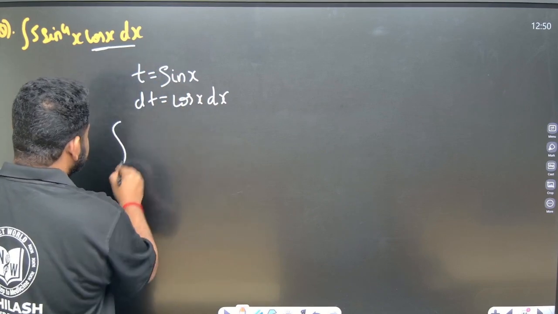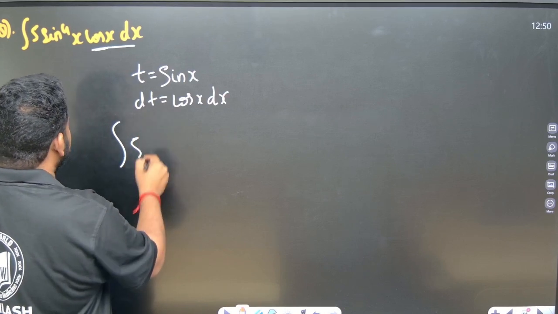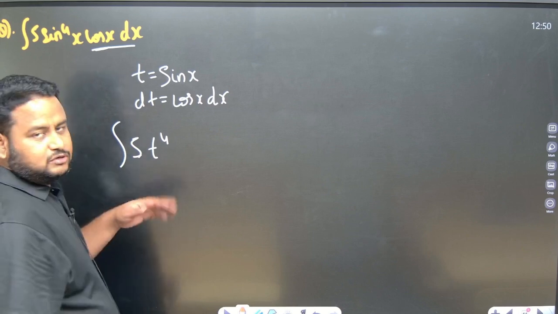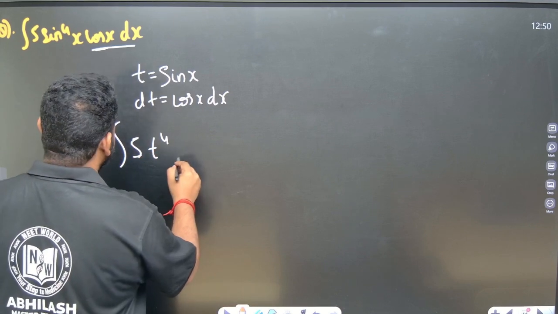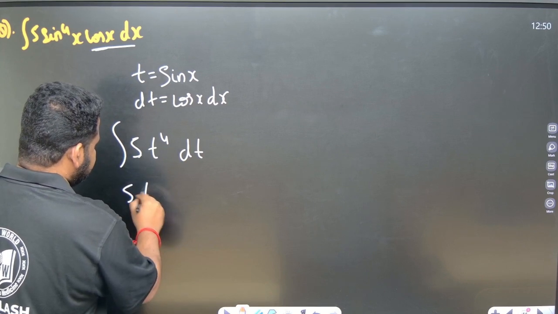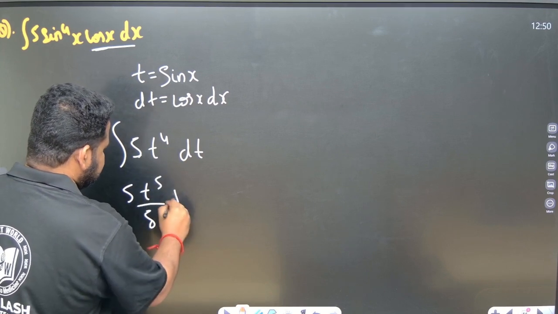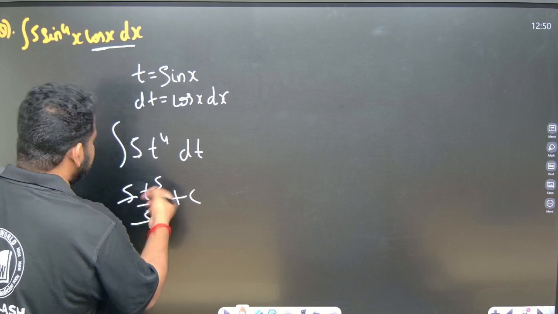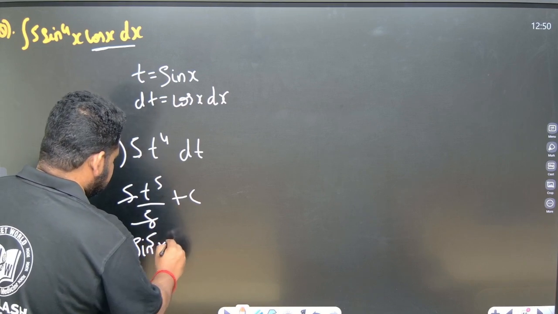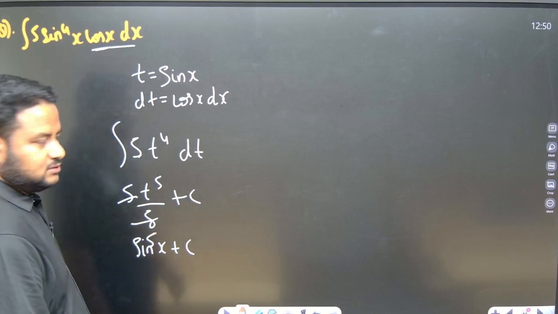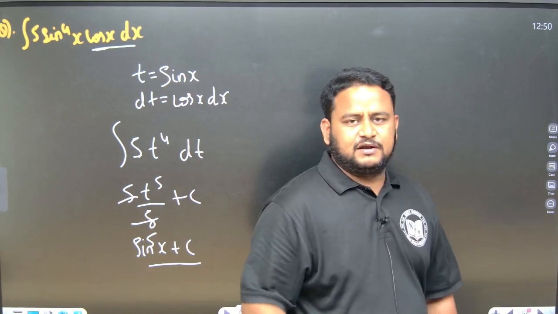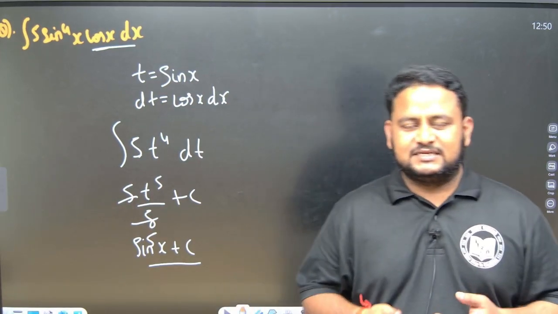So I will get the integral of 5 into t to the power of 4, because t is equal to sin x, and cos x dx is dt. If I integrate this, I will get 5 into t to the power of 5 by 5 plus c. So 5 cancels, and t to the power of 5 is nothing but sin to the power 5 x plus c. That is the answer, friends. It may appear difficult, but if you know substitution, the answer is very easy.